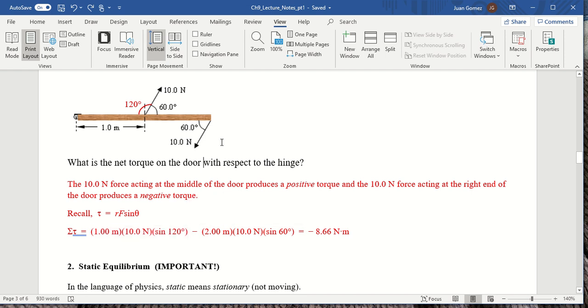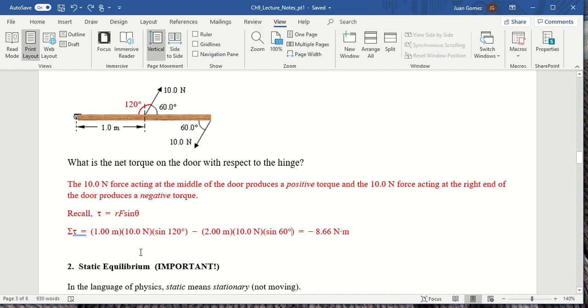Now let's look at the negative torque, the torque produced by the 10 Newton force acting at the right end of the door. We know that torque is negative, so there's my minus sign. We know the lever arm is 2 meters because the door is 2 meters wide, so this force is 2 meters from the pivot. That's my R. The F is 10 newtons, and from the figure, the angle between F and R is 60 degrees. And if you plug in the numbers, you get a net torque of minus 8.66 Newton meters.